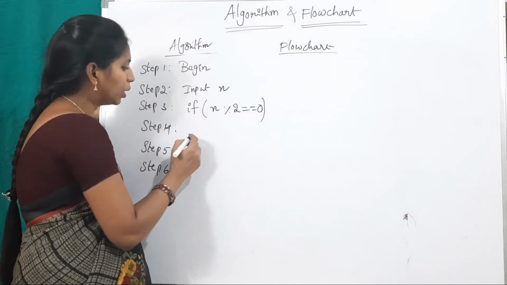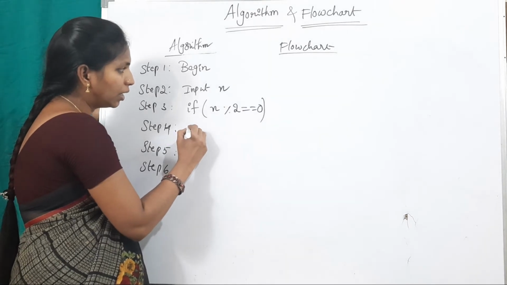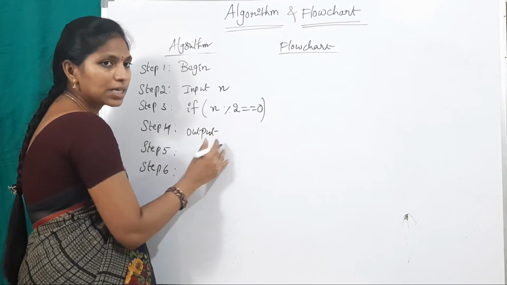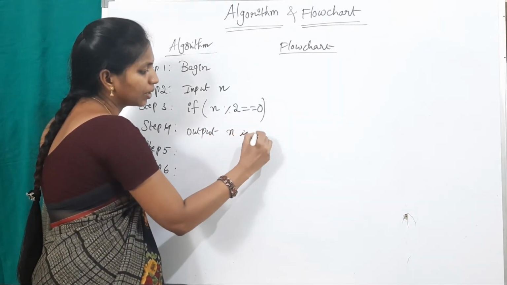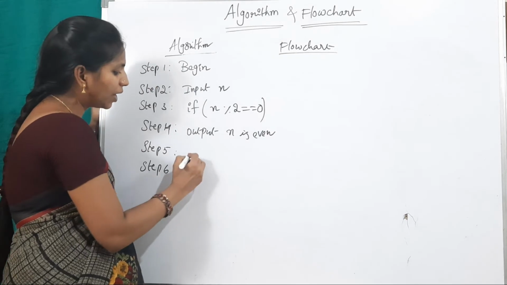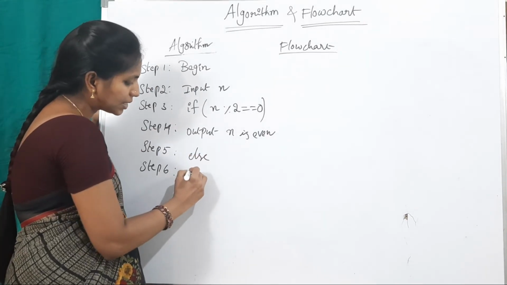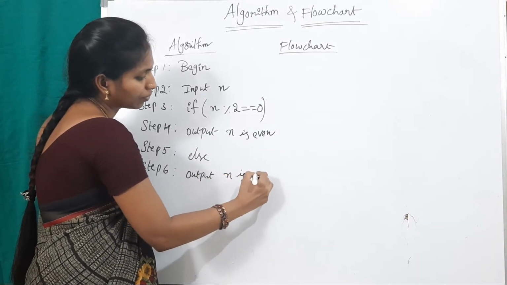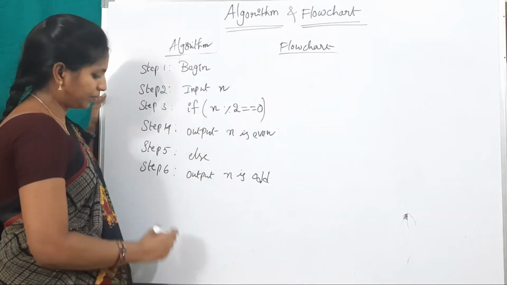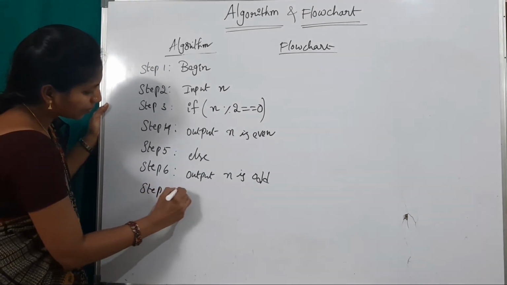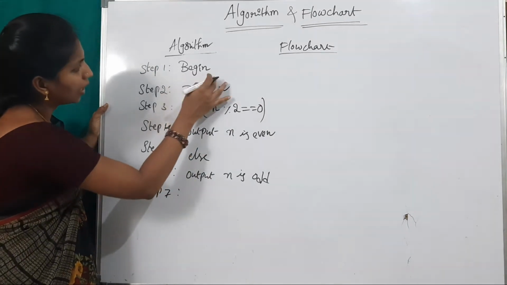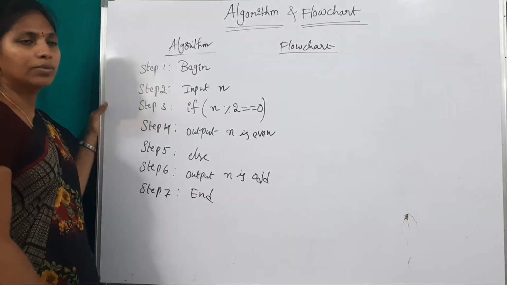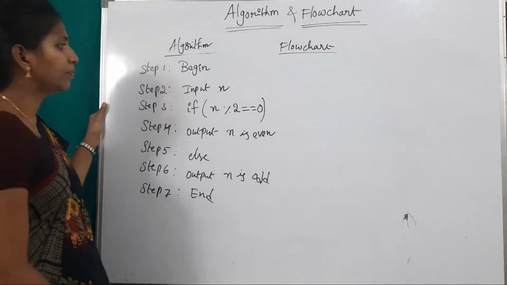If n modulo 2 equal to 0, then write, or output. What is the message output? N is even. Otherwise, else, what is the output? N is odd. So the final step is, here I used begin, so here end. Start, stop, begin, end. Flow chart.